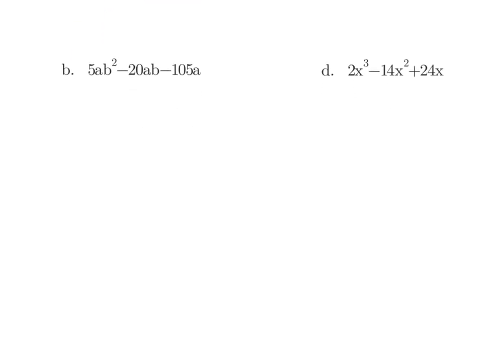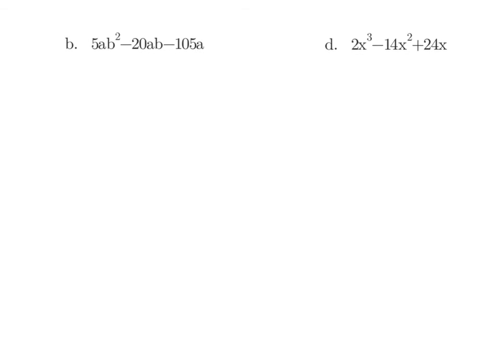All right, B. The first thing we want to do is factor out the greatest common factor. So all of our numbers are divisible by 5. All of our terms have an a. So now if we divide each term by 5a, I am left with b squared minus 4b minus 21.